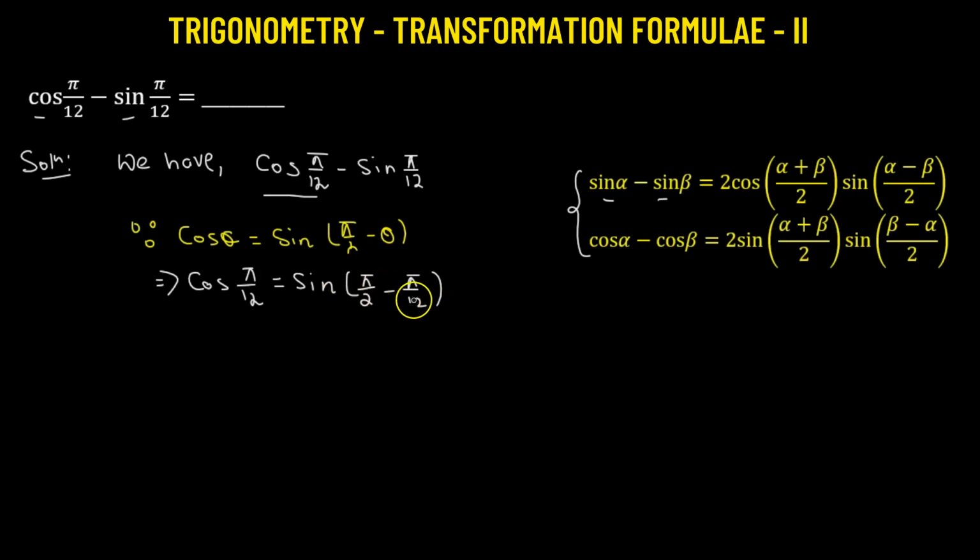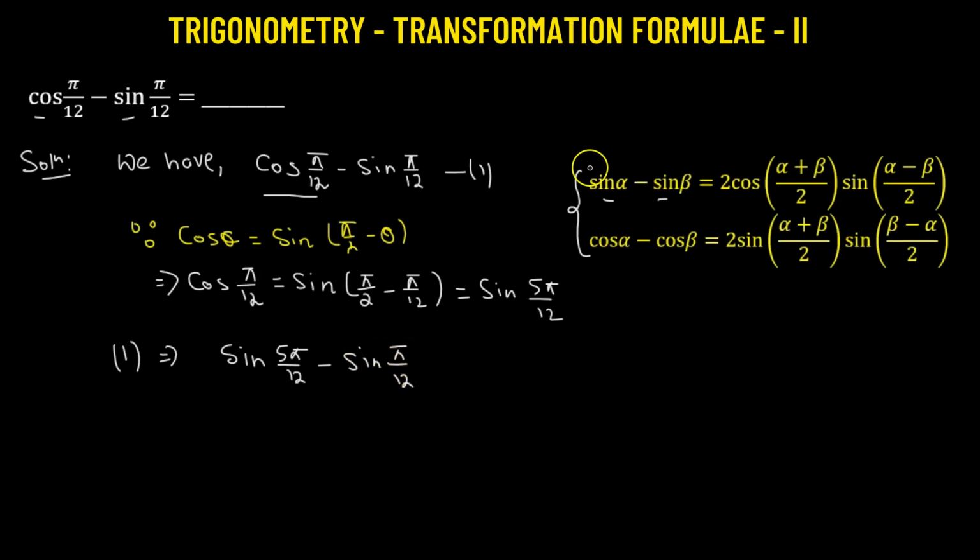Now what's the value of pi over 2 minus pi over 12? That's simply 5 pi over 12. Which means that cosine pi over 12 is exactly the same as sine 5 pi over 12. So we can substitute it here. So this is number 1. The expression number 1 now changes to sine 5 pi over 12 minus sine pi over 12, the second term remains the same. Now we can apply the transformation formula, the difference of two sine functions.